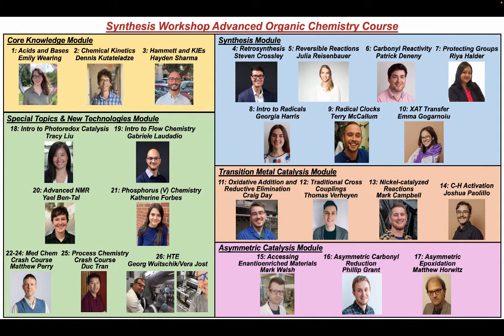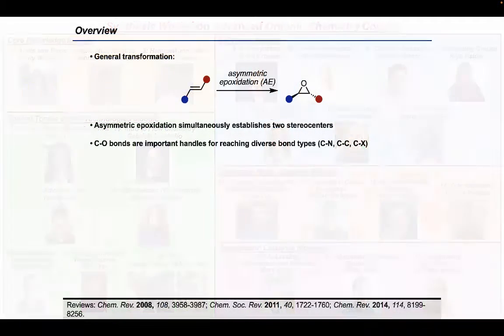Today's talk will be a continuation of our asymmetric catalysis module, and we'll be exploring more ways that chiral catalysts can be used to make enantiomer-enriched products. To introduce the topic of asymmetric epoxidation a bit more, it's useful to have a generic reaction scheme to show the primary focus of today's talk, which specifically is the catalytic asymmetric epoxidation of alkenes.